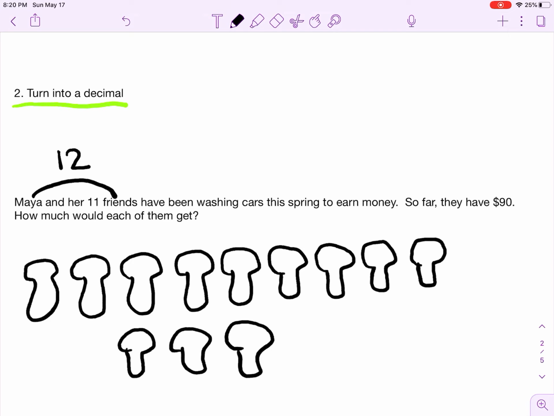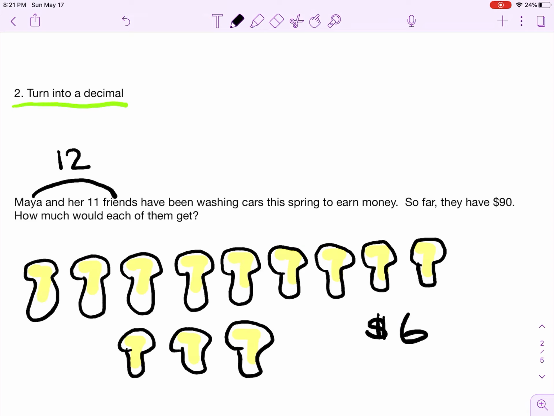Okay, so I have my 12 friends, each of them with a money bag, and I'm going to divide out the $90 evenly amongst my 9 friends. So remember that again, just like in our problem we did before, each one of those friends would receive $7. So I'll put $7 in each money bag. But this time, remember that the extra would be $6. I have 6 left over.